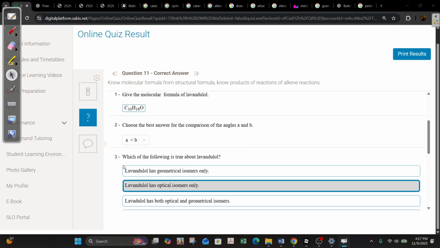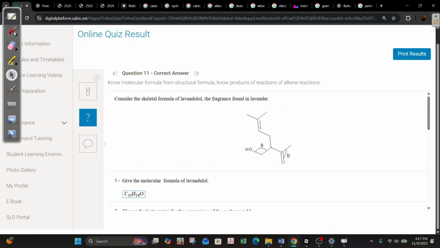Next, which of the following is true about lavandulol? Lavandulol has only optical isomers. Yes, because for it to have optical isomers, there must be a chiral carbon. And yes, there's a chiral carbon. Basically, all 4 groups are different. This group is different, this group is different, this group is different, and there's a hydrogen, which is different. So there's only one chiral center for this lavandulol, which is here. And this will give optical isomers.